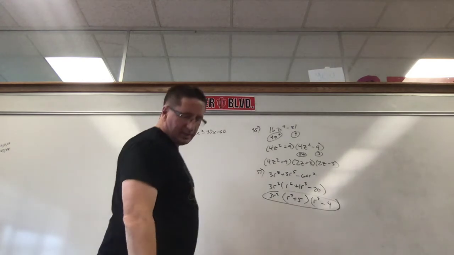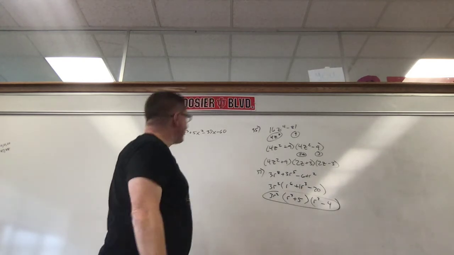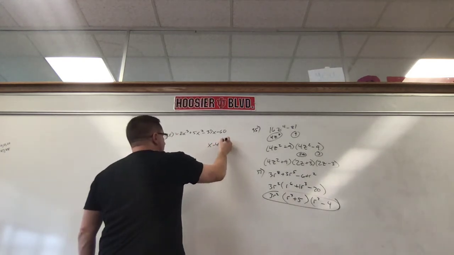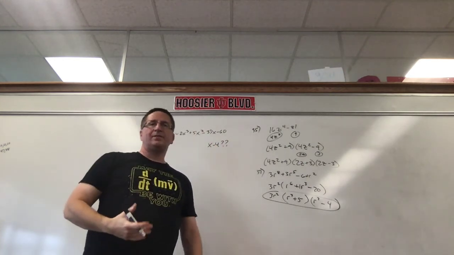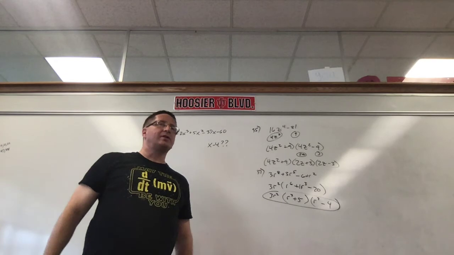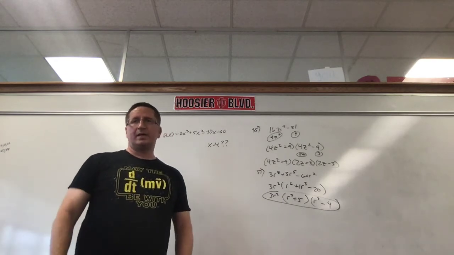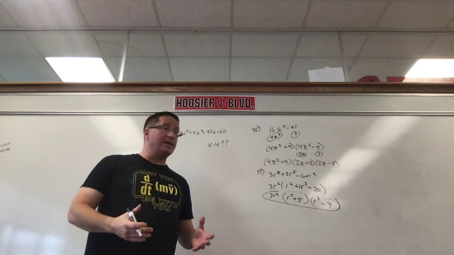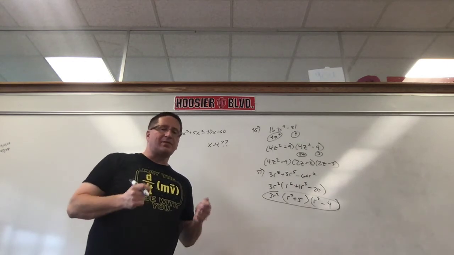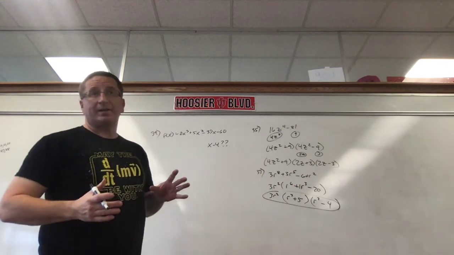Should we copy down 2x^3 + 5x^2 - 37x - 60 and x - 4? Is x - 4 a factor of this? Forget about all this complicated stuff. If I asked you, is 3 a factor of 15, you'd say yes, because 3 times 5 is 15. Or you take 15 divided by 3 and there is no remainder. If something's a factor, when you divide it out, it has no remainder.